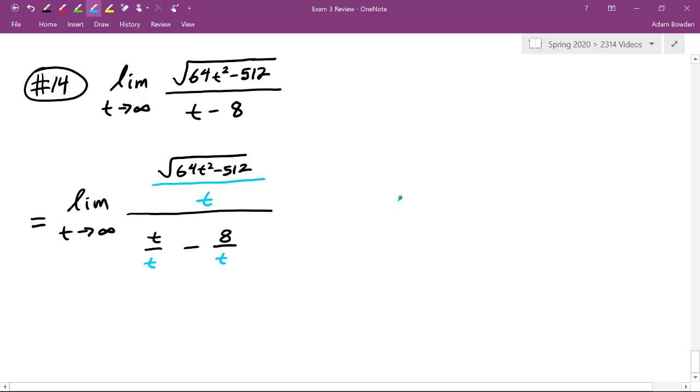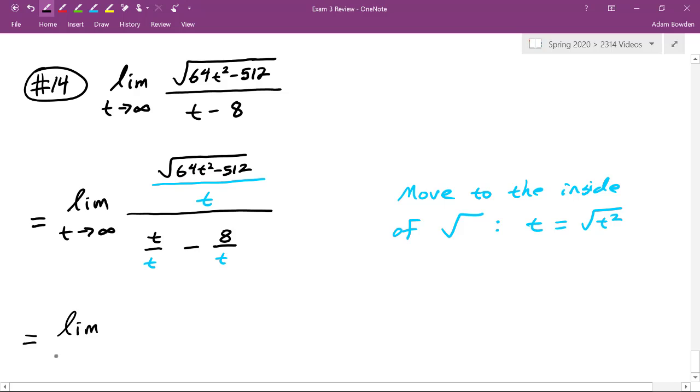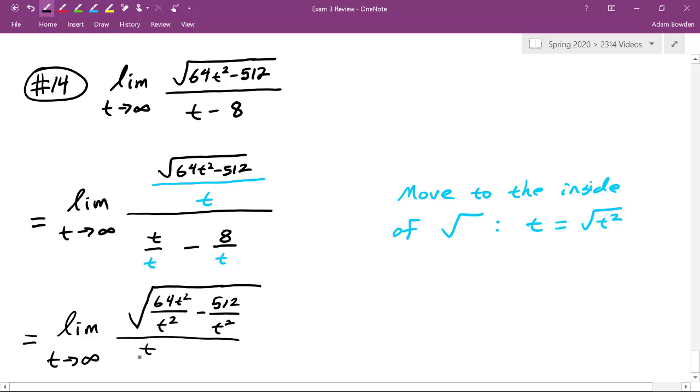To move it to the inside of the square root, what I'm going to do is take t and use the fact that t is equal to the square root of t squared. So by moving t to the inside of the square root, it becomes t to the second power. And so what that looks like in this case is I'll make it into the square root of 64t squared divided by t squared minus 512 divided by t squared, divided by t over t minus 8 over t.